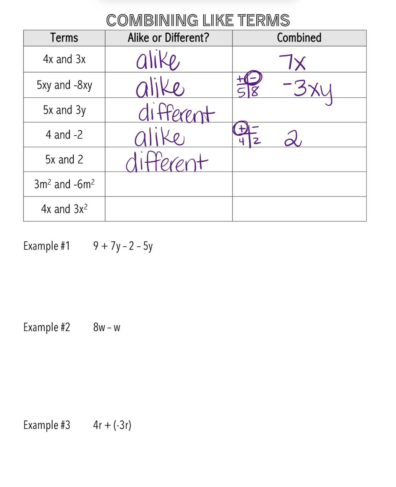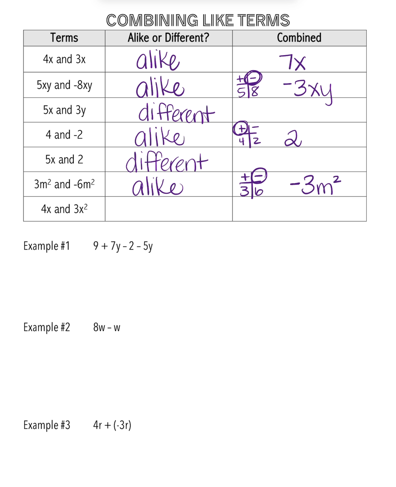All right, if we keep looking, we're going to check out the last piece. We have an m squared and an m squared. So those match. Because they match, they are considered alike, and we can combine them. So we have a positive 3 and a negative 6, and negative 6 has more power. So I know my answer will be a negative. 6 minus 3 is 3. And then we keep that last piece, the m squared.